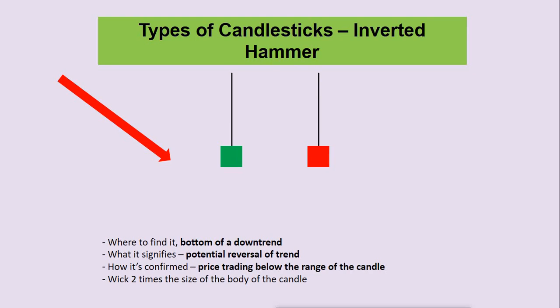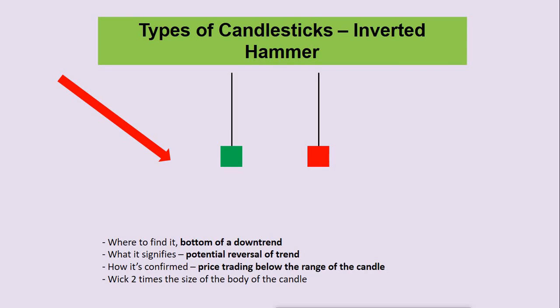Hello everyone. Now we are going to look at what is called an inverted hammer. Remember in the previous video we looked at a hammer whereby the head is up, but now we are looking at a hammer whereby the head is down. Now an inverted hammer, you are going to look for it at the bottom of a downtrend.